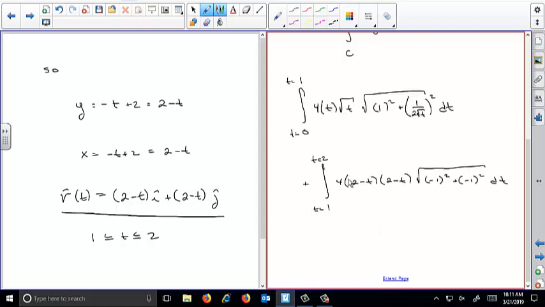And then the second path, which is a linear part, you can integrate from t equals 1 to t equals 2 of 4 times x times y times the derivative of this, which is -1, and the derivative of that is -1 as well. And this integral would be fairly easy. This one, I'm not so sure how to do that.